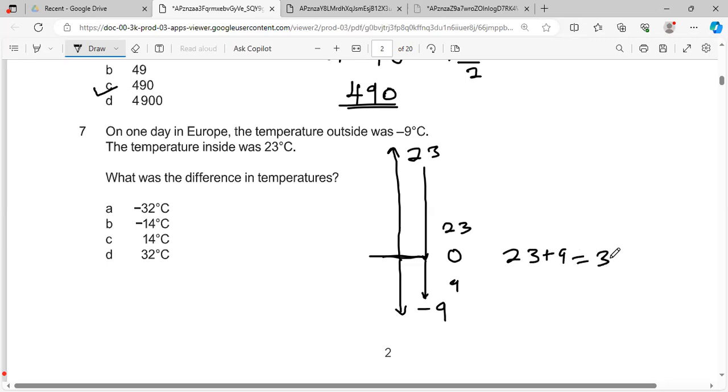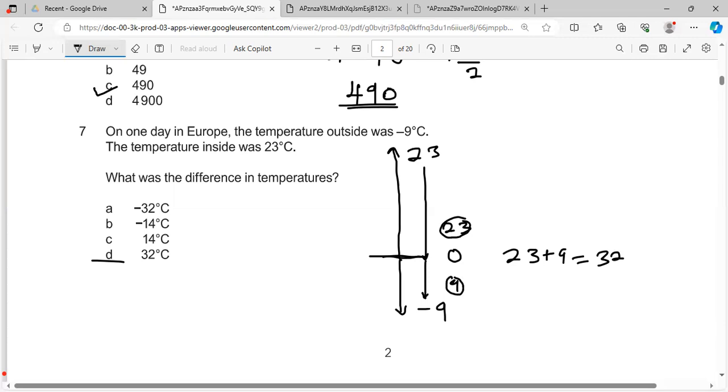Sir, how did it turn to a positive 9? No, look, because they ask for the distance. Distance means you can't have a negative distance. It has to be positive. Remember, guys, you cannot have a negative distance. How far away is -9 from 0? It's basically 9. How far is 23 from 0? 23, right? You just add them.